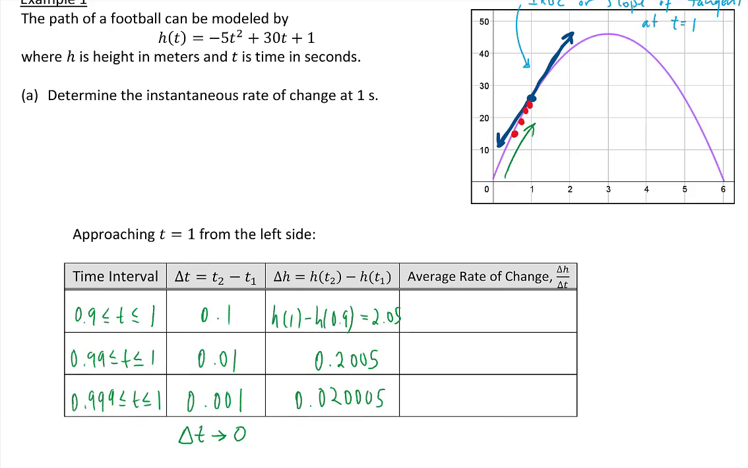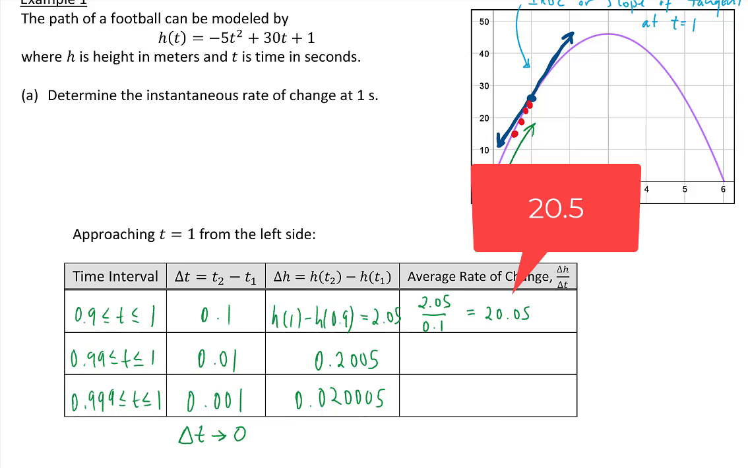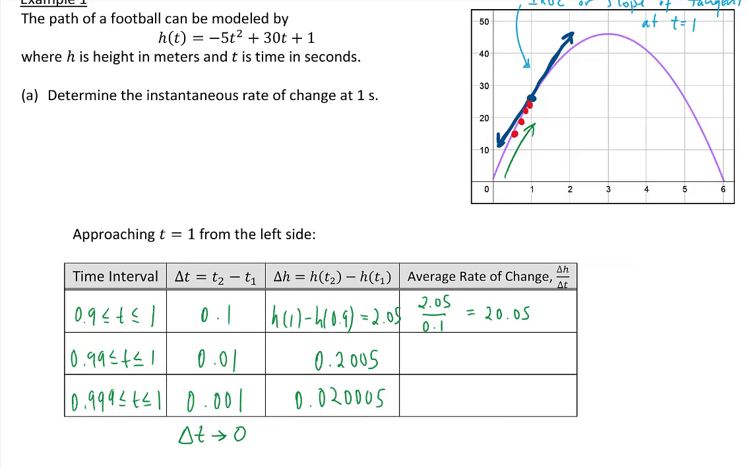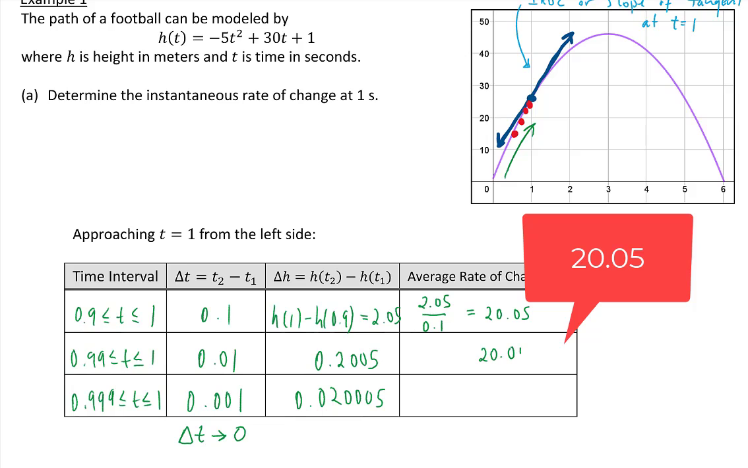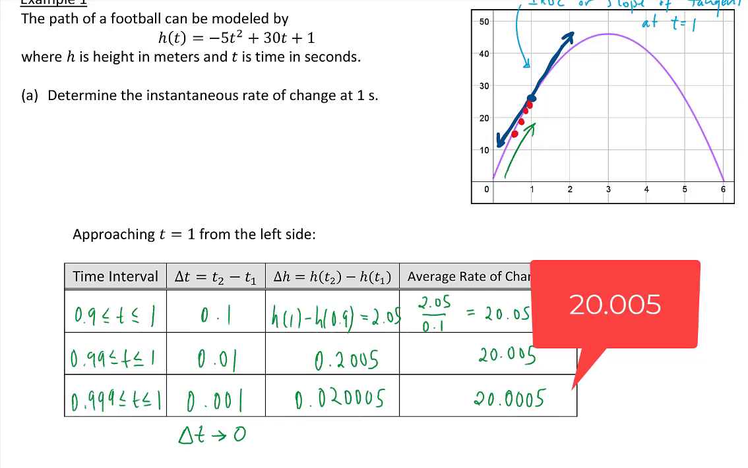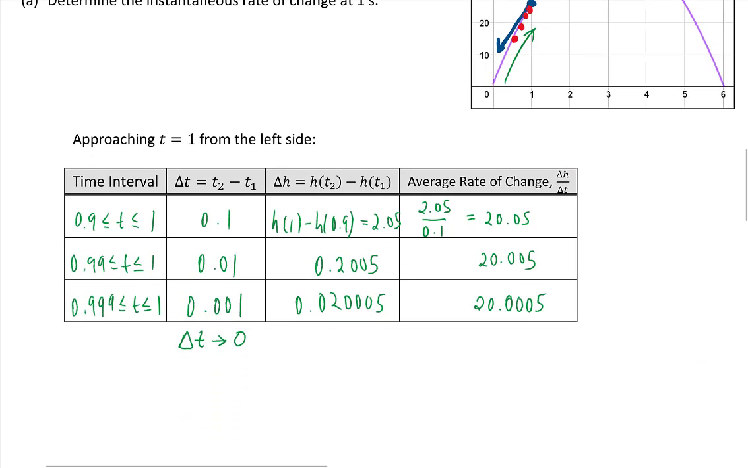Next is the rate of change. It's the delta h over the delta t, or the delta y over the delta x. I'm going to take my delta h, 2.05, and divide it by 0.1, and you see I get about 20.05. Dividing the delta h over delta t for the next interval, I end up with 20.005, and for the third interval, 20.0005. Hopefully you see that the average rate of change, the delta h over the delta t's, are starting to approach the number 20. And that is what we call our instantaneous rate of change.